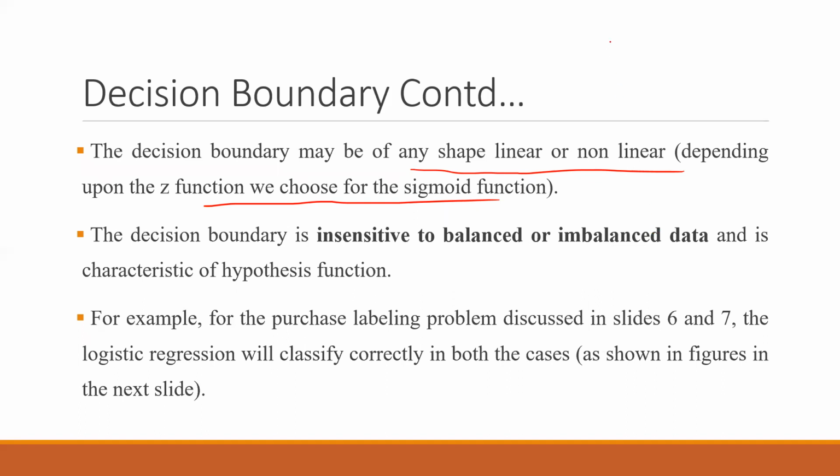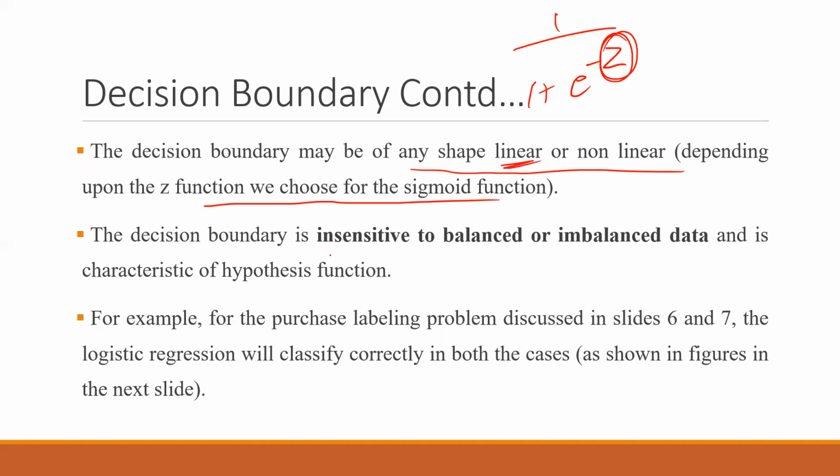Whatever function we are trying to do here, it is 1 upon 1 plus e to the power minus z. If my z is very complex, the output will still be classified into 0 and 1, but this z might be non-linear. If it is a multi-polynomial equation, this z will affect whether the function is linear or non-linear.